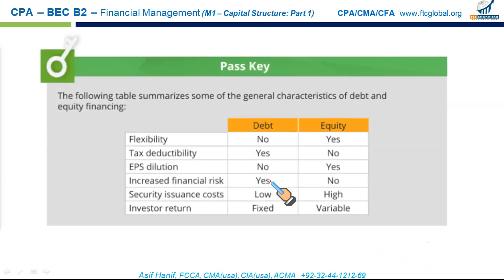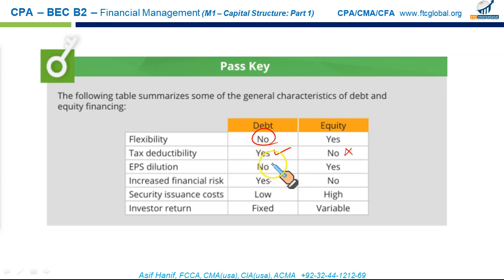We have basically discussed debt and equity. So let us make a comparison between them. The following table summarizes some of the general characteristics of debt and equity financing. Debt has no flexibility. Once issued for a certain time period, you will have to pay interest on a regular basis and pay off the full principal amount at maturity. Equity is much more flexible. You may not pay dividends for 10 years consecutively if the directors so decide. When we pay interest, it is tax deductible. The payment of preferred or common stock dividends is not tax deductible.